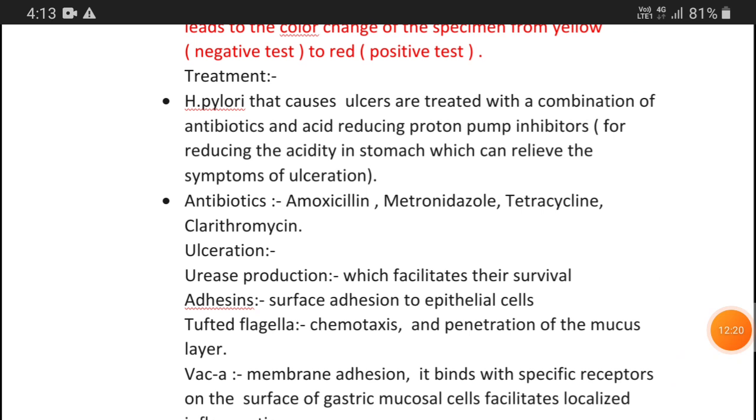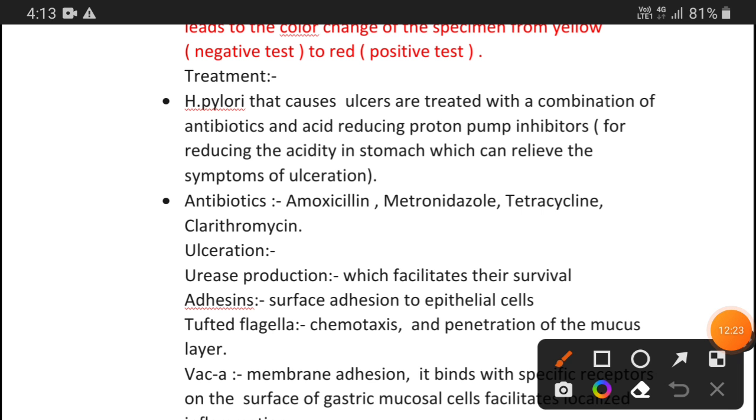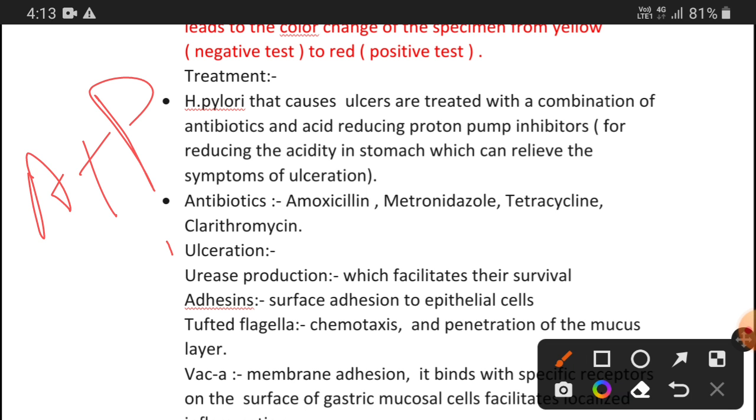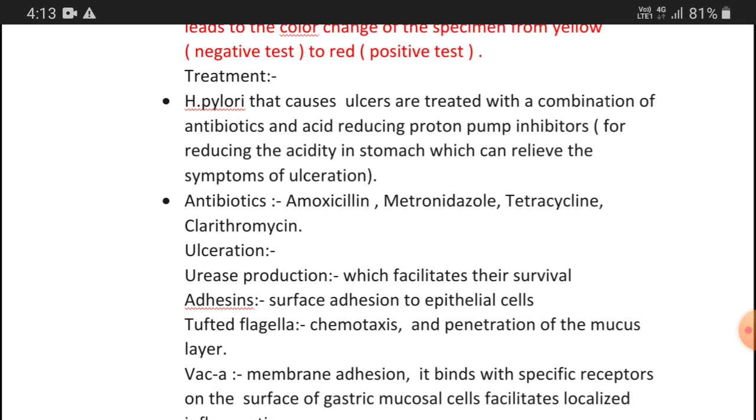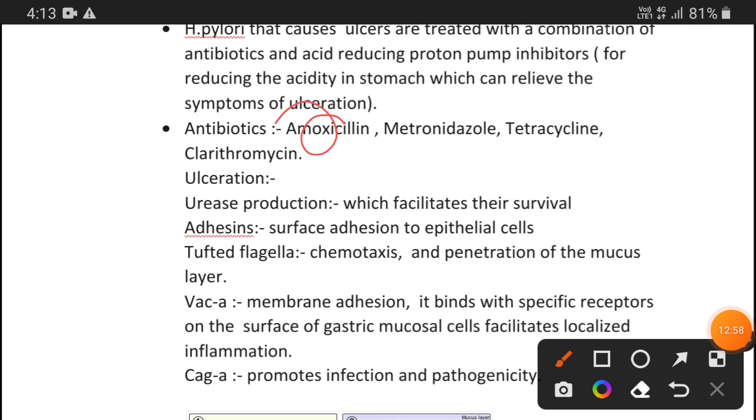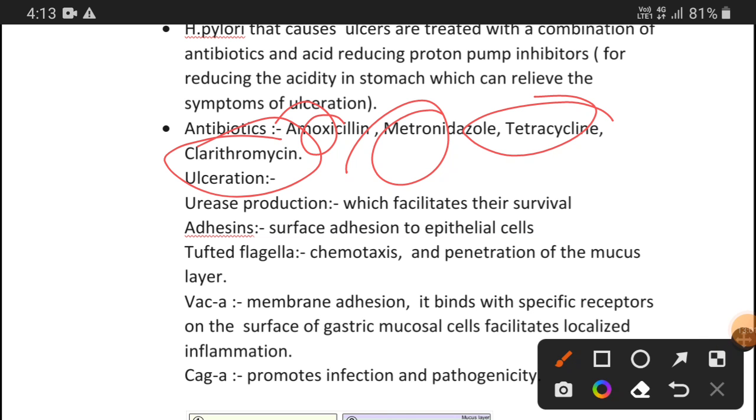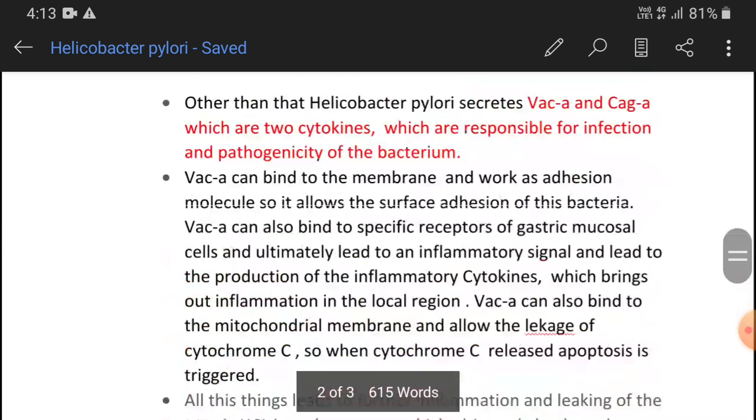So now look at the treatment process. So remember, as it is a bacteria, we will definitely use antibiotic. Not only that, along with antibiotic we will also use an acidity reducing proton pump inhibitor. Okay, that will reduce the acidity in stomach, which can relieve some symptoms of ulceration, right? For example, the intense pain. So antibiotic plus the proton pump inhibitor is the treatment. So antibiotics that we can use are amoxicillin, metronidazole, tetracycline, clarithromycin. Okay, so that is the basic concept of Helicobacter pylori.